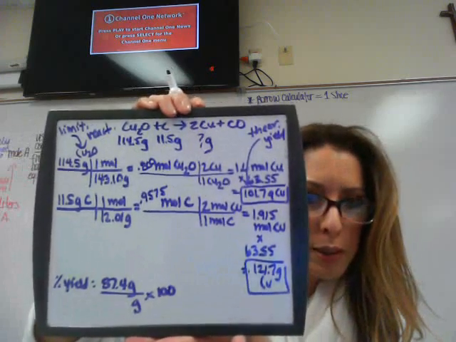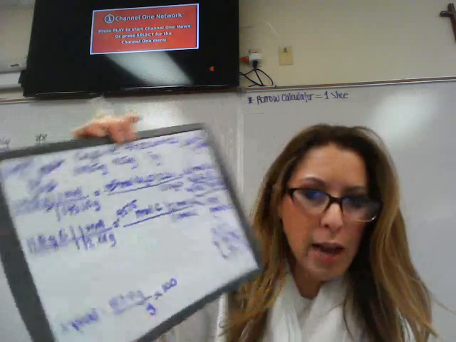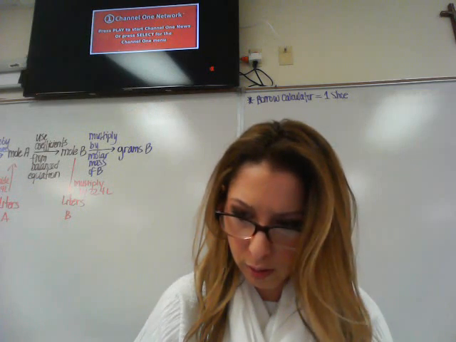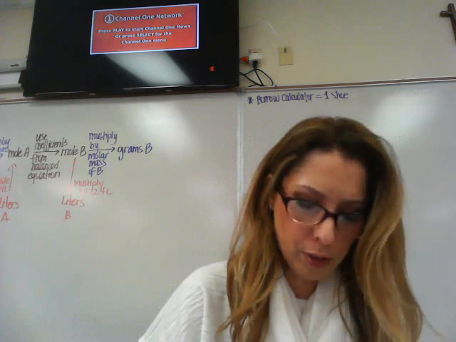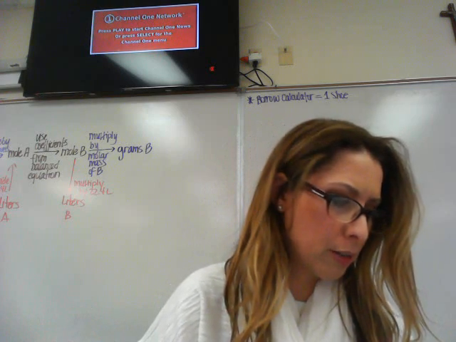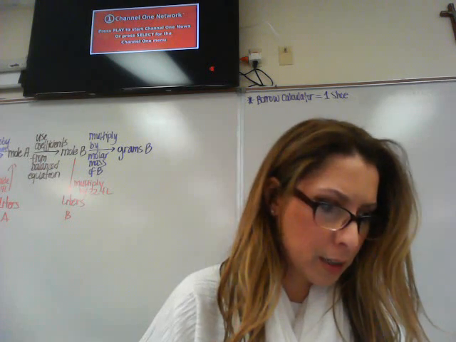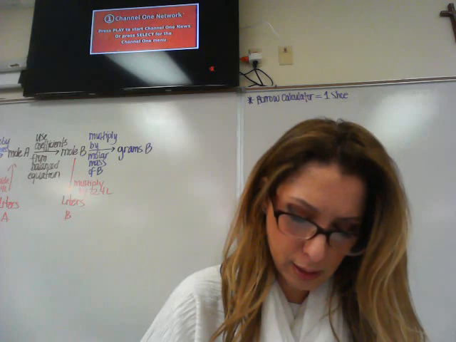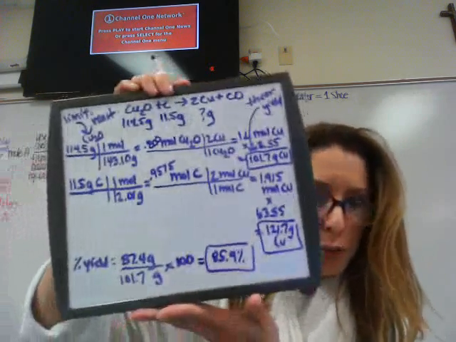So since that's my theoretical yield in grams, we're going to put it down here because percent yield is actual divided by theoretical times 100. So 87.4 divided by 101.7 times 100. And you're going to get 85.9% for your percent yield.